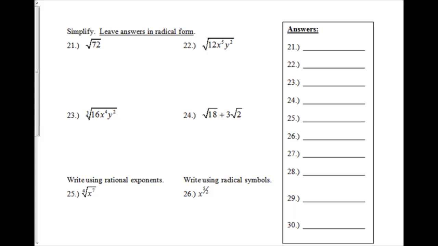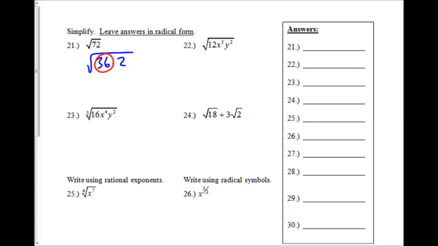If I look at the next one, I want to simplify this guy. I want to leave these in radical form. So for something like the square root of 72, I want to find perfect squares that divide evenly into 72. 72 I can break down into 36 times 2. That's the largest perfect square. And even if you find a smaller one, you can take the perfect square of that and then maybe find more perfect squares. But I'm going to go right for the largest one.